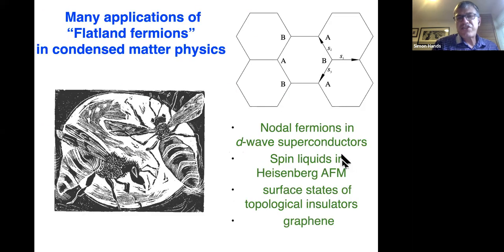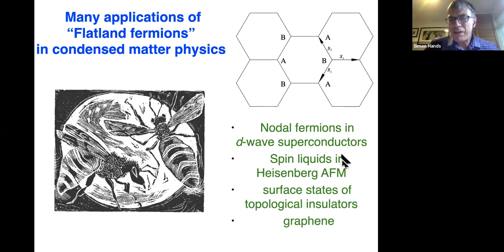So why should we be interested in fermions moving around and interacting in 2+1 dimensions? Most of the physical applications of flatland fermions come from condensed matter physics. I'm listing just a few impressive sounding topics here. If you go to D-wave superconductors, so these are cuprate superconductors.